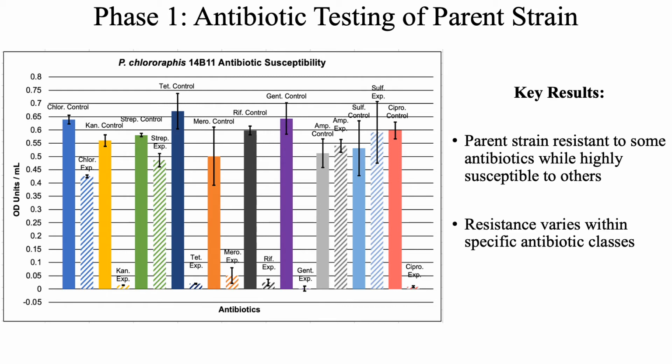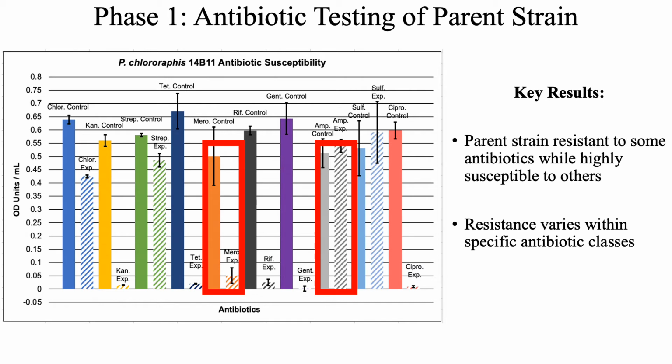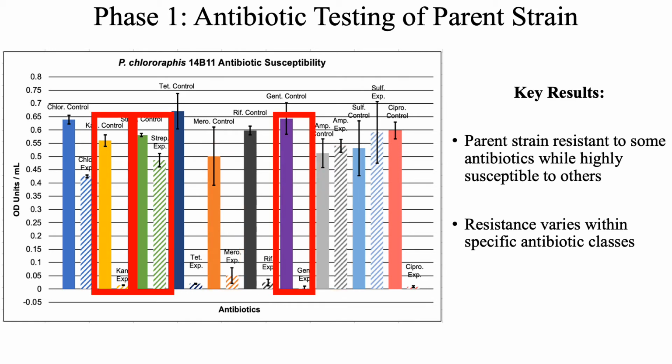Another interesting thing to note is that resistance varied within specific antibiotic classes. For example, the beta-lactam group includes meropenem and ampicillin in the study. Both target the same process within the cell, therefore, one would expect that the resistance or susceptibility levels would be the same. However, this is not the case. The parent strain was very susceptible to meropenem, however, it was not susceptible at all to ampicillin. The same thing can be seen with the aminoglycoside antibiotic class, which just targets a different process in the cell.